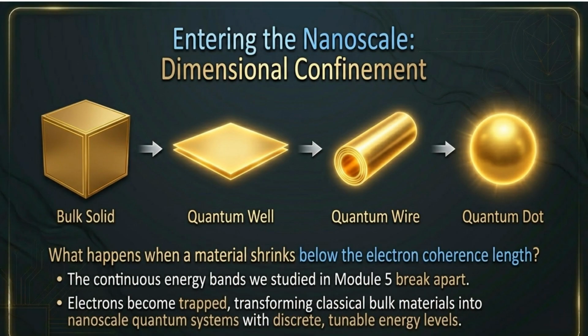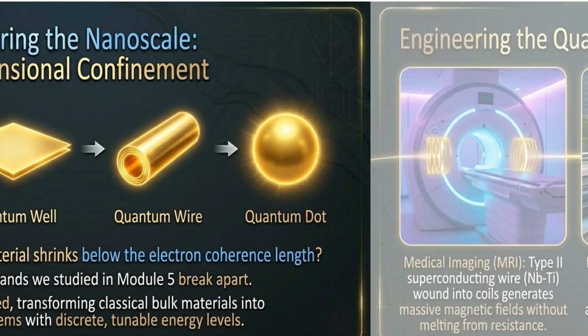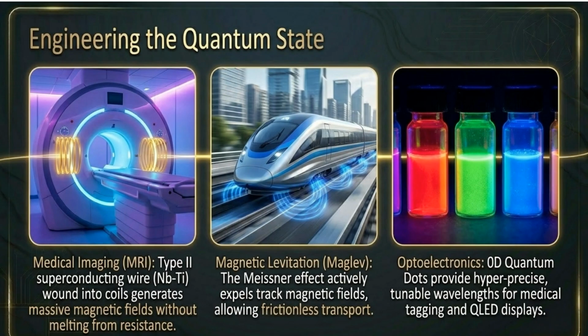Dimensional confinement explores what happens when a material shrinks below the electron coherence length. The continuous energy bands break apart. Electrons become trapped, transforming classical bulk materials into nanoscale quantum systems, like quantum wells, wires, and dots, with discrete, tunable energy levels. Superconductivity and modern materials have profound applications.